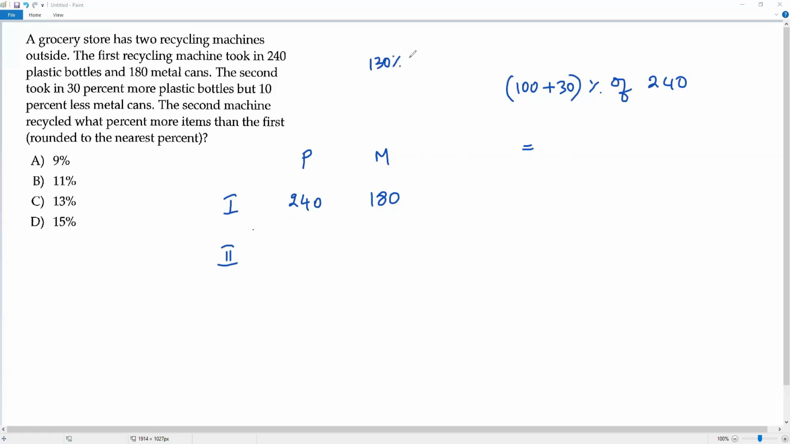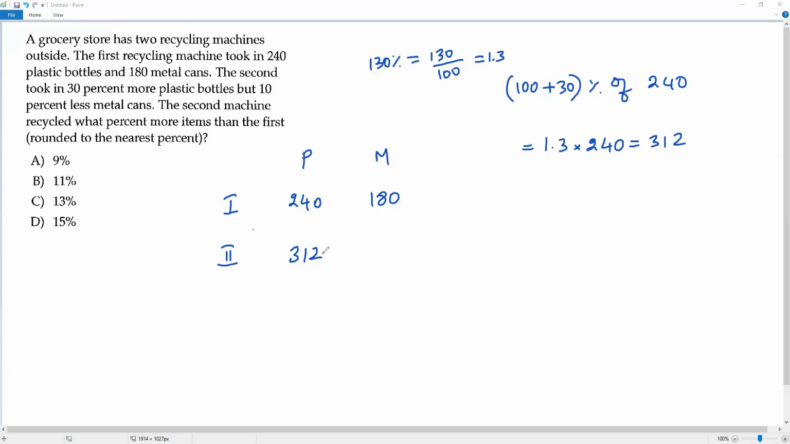So 130% can be written as a decimal. First we can write 130% as a fraction by taking 100 as the denominator because it's a percentage. When I convert this to decimal, it will be 1.3. So 1.3, and "of" can be translated as multiplication, times 240. When I multiply 1.3 and 240, I get 312. So the number of plastic bottles taken by the second machine is 312.